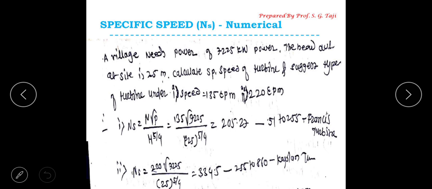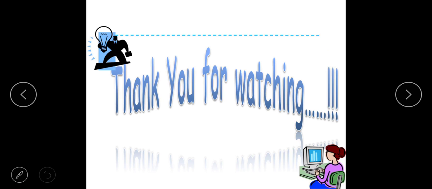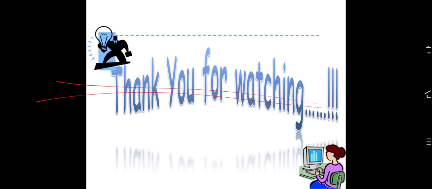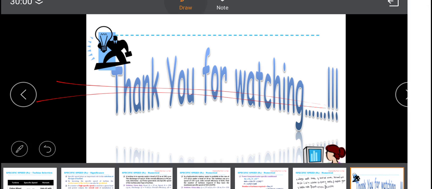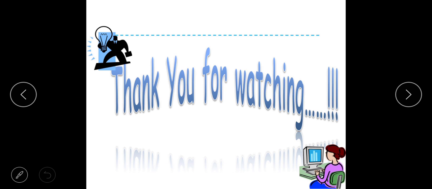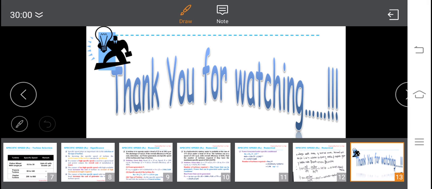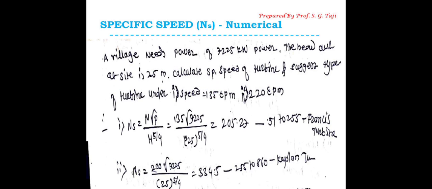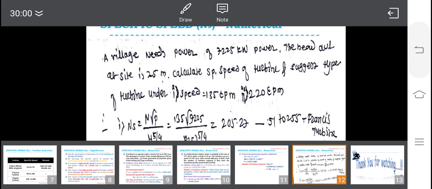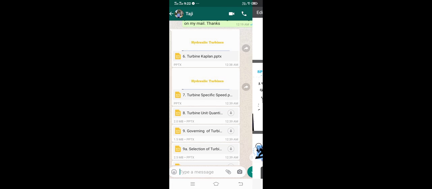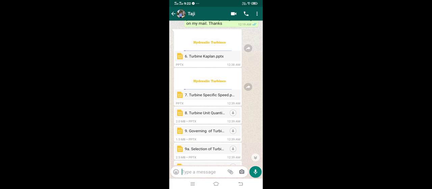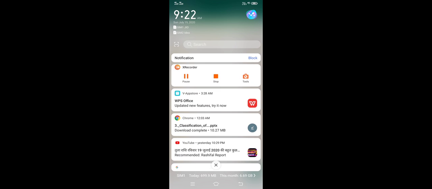There are so many other numerical problems. We have uploaded so many numerical problems which have been solved also. For the initial stages, it is better you can refer and write it on paper so that you will be practiced. You will be practiced, and then without looking into the notes in the form of PPT or PDF notes, you can solve the problem.